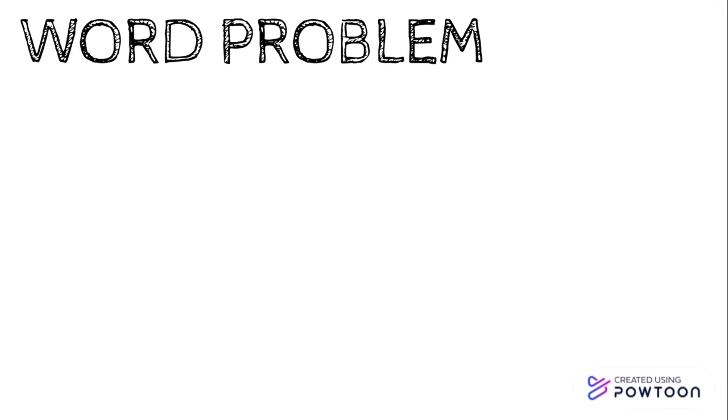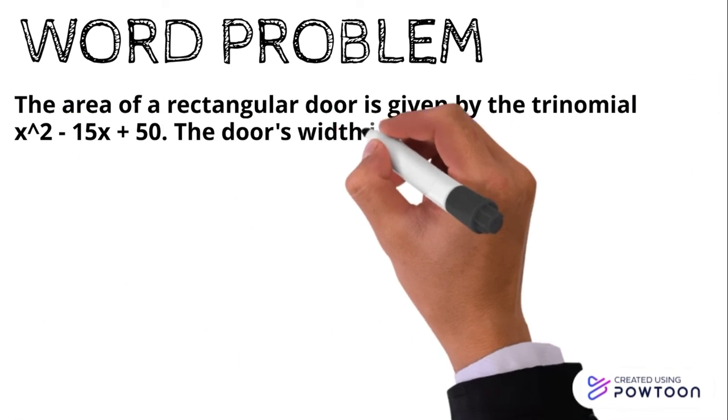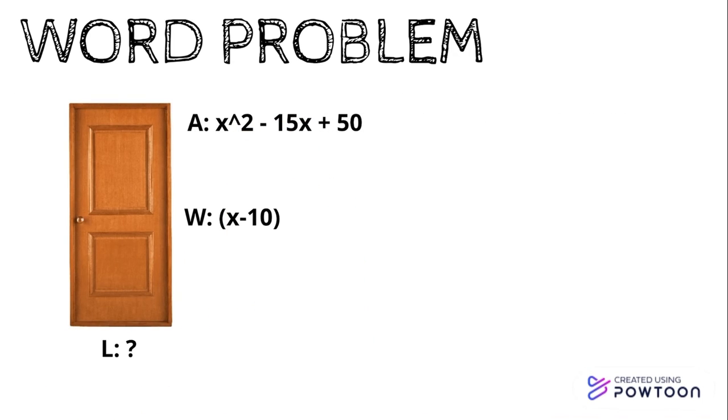So now I'm going to explain how to do a factorization word problem. So it says, the area of a rectangular door is given by the trinomial x squared minus 15x plus 50. The door's width is x minus 10. What is the door's length? So we need to draw what the word problem gives us. It gives us the area and the width, so we need to find the length.